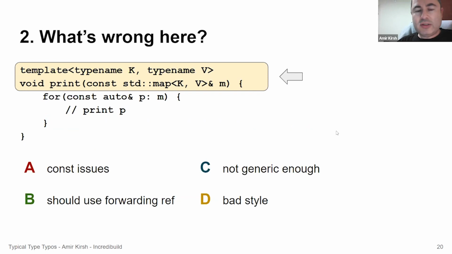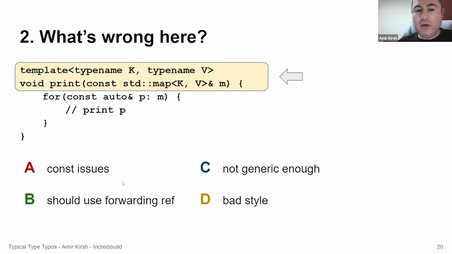Next one, what's wrong in this code? Well, it resembles what we saw before. We have a print. Now here we have the auto in the loop, but the question is on the signature of the function. The function gets a map, as a const ref to a map. And the question is, what is wrong here? We want to loop on a map and print the values in the map, or the key and the values. And the answers are const issues.